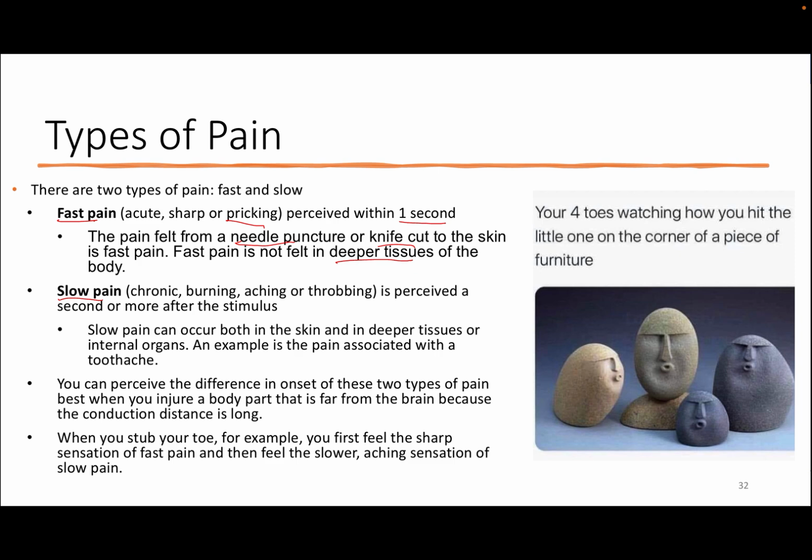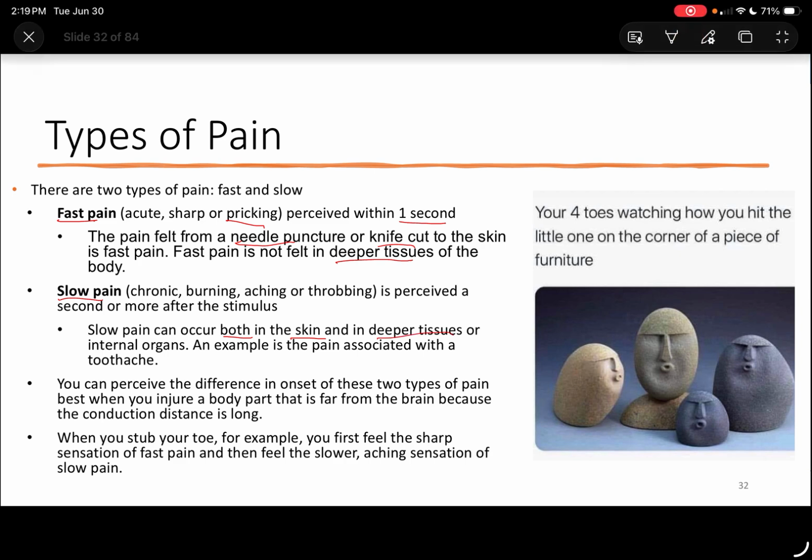Slow pain, on the other hand, is going to be more like a chronic, aching sensation, think like a toothache. This is a great example of a slow pain. And slow pain can occur in both the skin as well as in the deeper tissues, and even our internal organs are all places that we could have slow pain. And again, toothache is a fantastic example of slow pain.